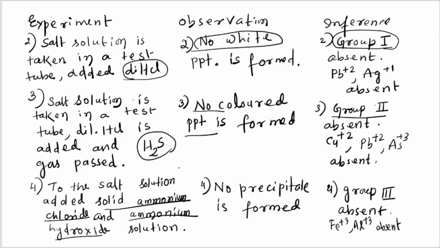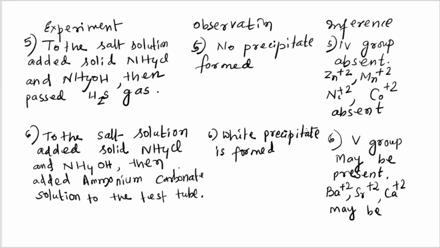Here also no precipitate is formed. No precipitate means what to do? You will proceed to the next group. Group 0 absent, then go to the first group. First group absent, then go to the second group. Second group absent, then you will go to the third group. In the third group also no precipitate.